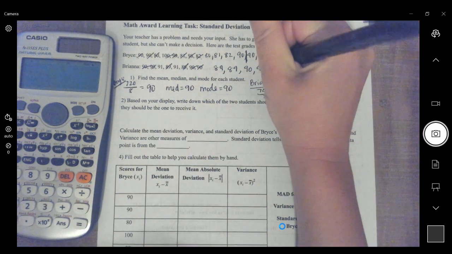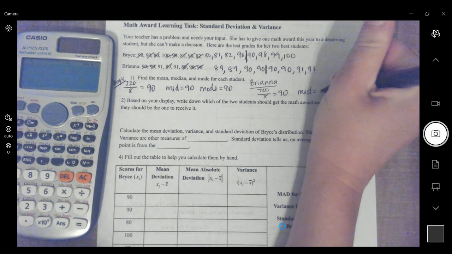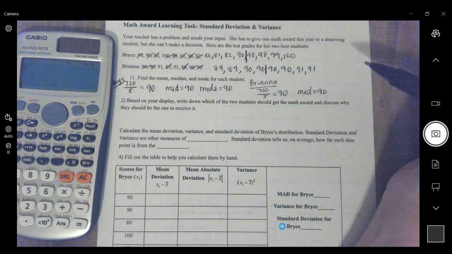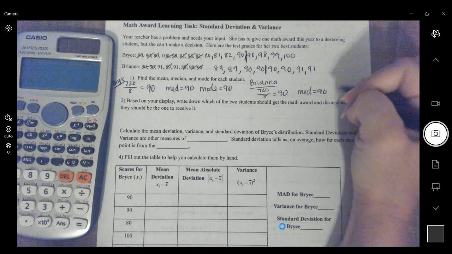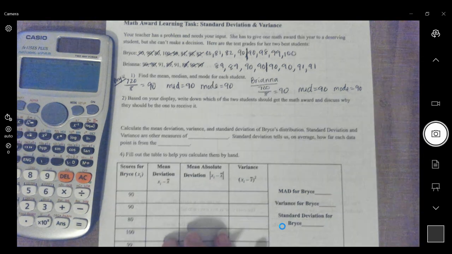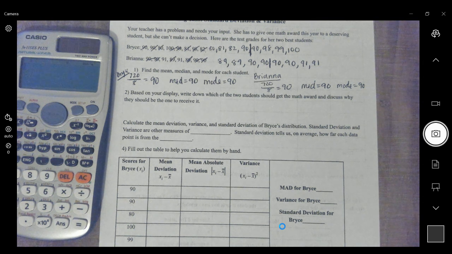So our median again is between 90 and 90, so her median is also 90. And if you notice, we had 4 90s, which is more than any other number, so my mode is also 90. So their descriptive statistics are exactly the same. That leads you to the point where there's got to be something else that I can measure to see who did a better job or who was more consistent. And that's what we're going to look at today.